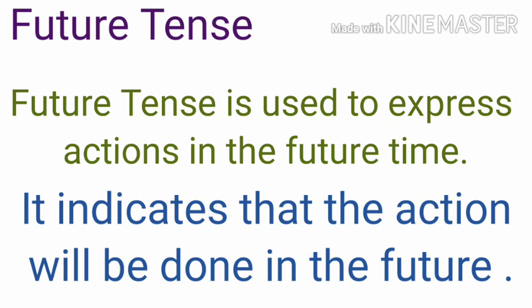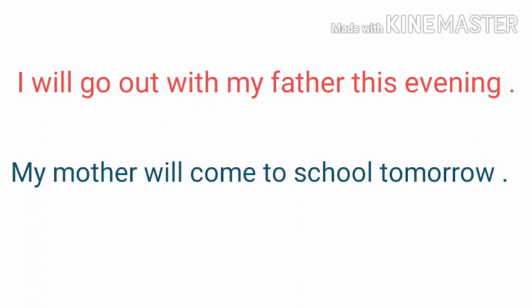Now, let's see the next tense, that is the future tense. Future tense is used to express actions in the future time. It indicates that action will be done in the future. Look at the examples. I will go out with my father this evening. Look at the next example. My mother will come to the school tomorrow. In these two sentences, the verbs will go and will come tell us that the action will be done in the future time.